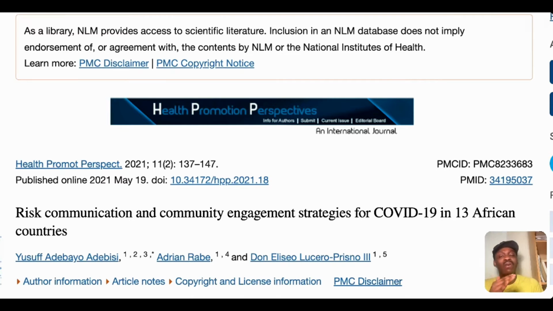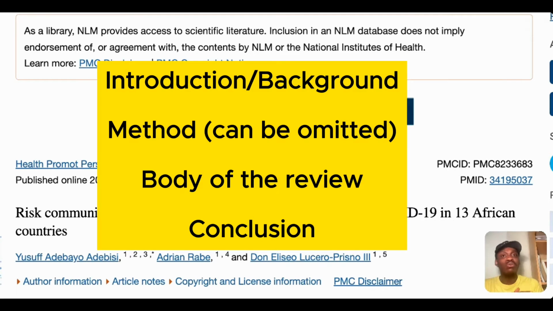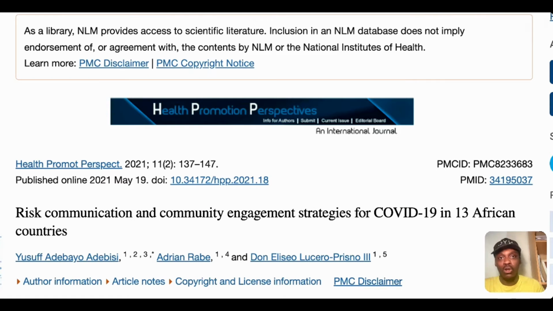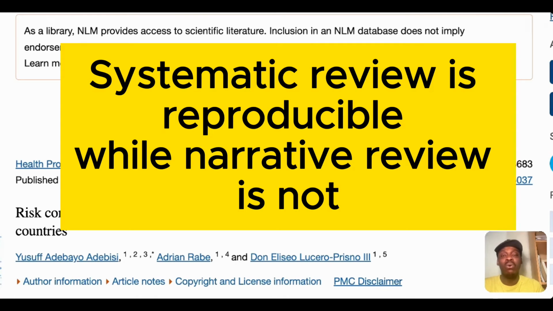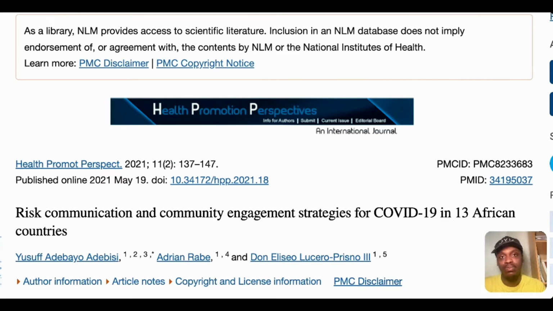But generally, we tend to have an introduction, then sometimes we have a method, but some journals ask you not to put a method. You can move directly to the body, then you can conclude, or you can give us recommendations before you conclude. So remember, a narrative review is mostly educational, and you can also use it to give recommendations, and you can also use it to see whether there's any gap in knowledge and document it. But the major difference with a systematic review is that you are not working towards reproducibility, because you are selecting papers based on what you think is going to give you good insight on the review that you are writing on.